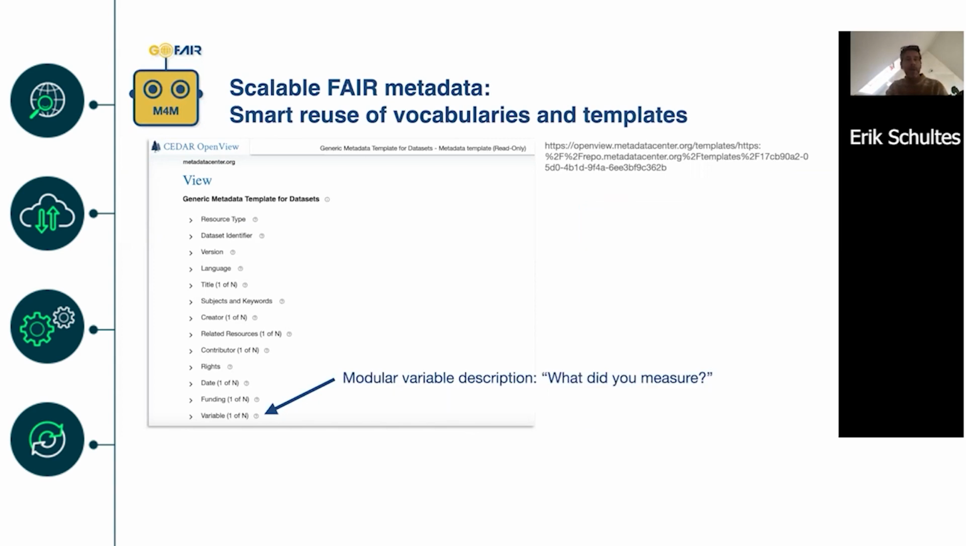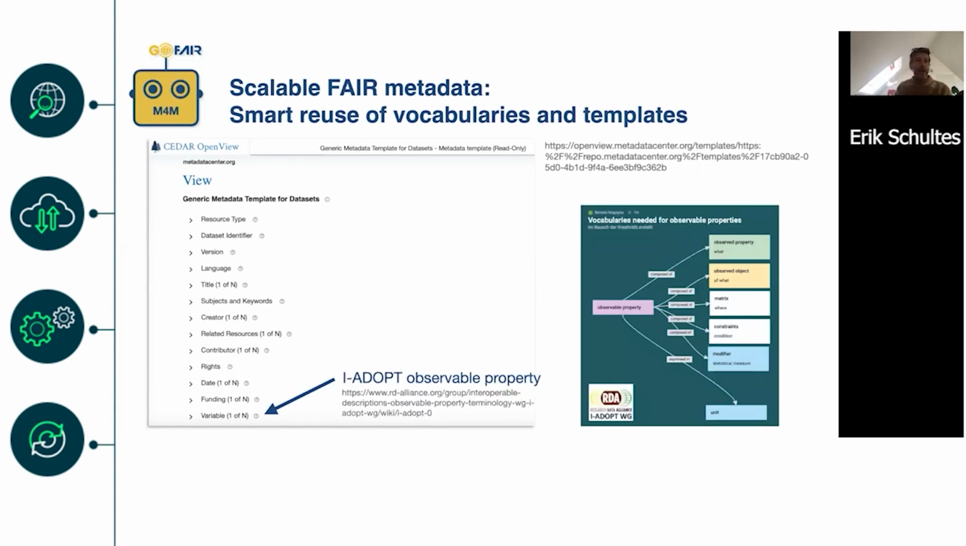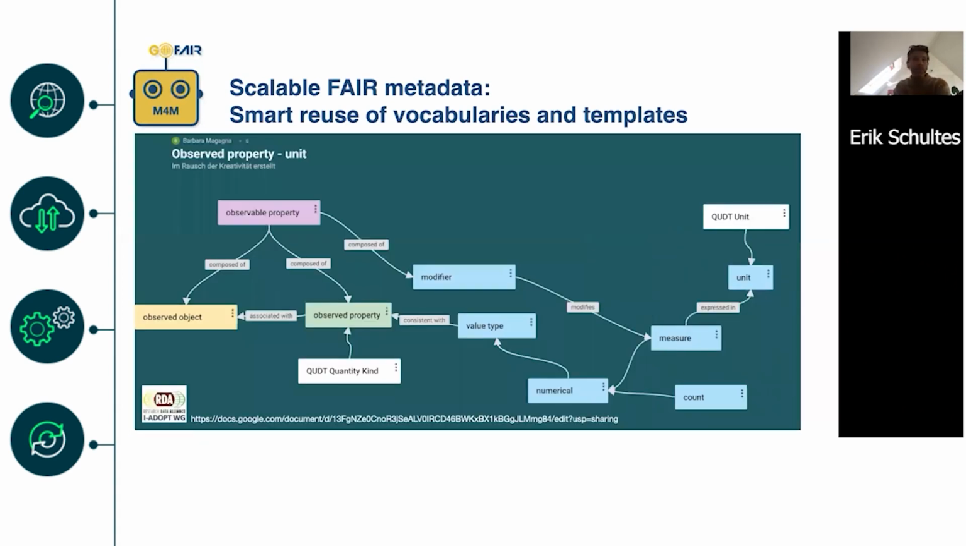And although we have a model behind this now, it's very straightforward, very simple. As the iAdopt group at RDA finishes its work on creating a more elaborate data model for what they call observable properties, we will almost certainly be using this as well. Here's a deeper view of the iAdopt observable properties.